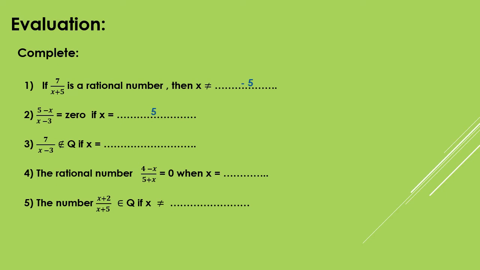Number 3, 7 over x minus 3 doesn't belong to Q if x equals 3. Number 4, the rational number 4 minus x over 5 plus x equals 0 when x equals 4. Number 5, the number x plus 2 over x plus 5 belongs to Q if x doesn't equal negative 5, by looking in the denominator.